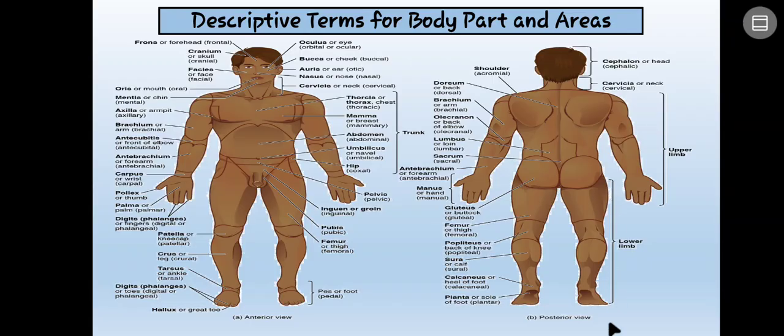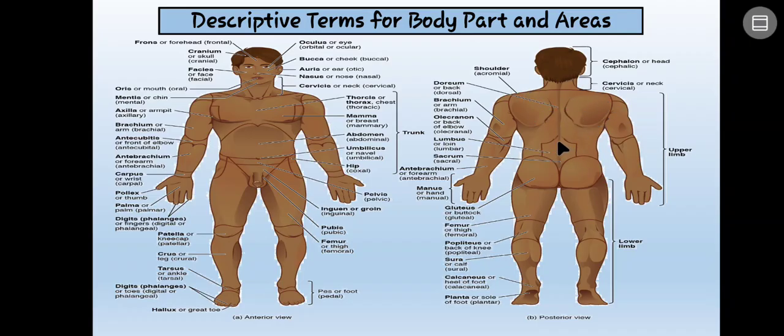Then the lower limbs, from this side to this side, and then from this side to this side. The lower limbs are also two. So the buttocks is called the gluteal or the buttocks. The back is called dorsum or back, or dorsal.